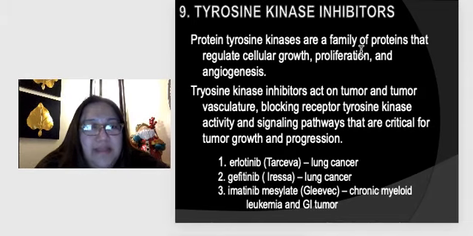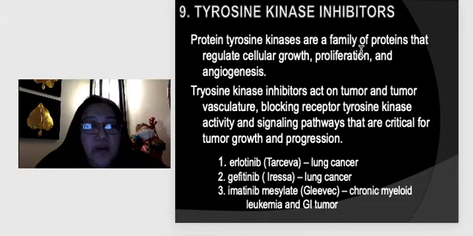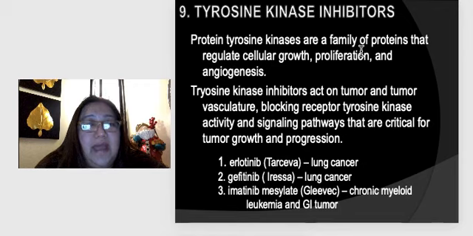Another is tyrosine kinase inhibitor. The protein tyrosine is a family of proteins that is responsible for growth, proliferation, and angiogenesis of our cells. When you say angiogenesis, the formation of new cells. If you inhibit them, therefore, binablock mo din yung growth, proliferation, and angiogenesis. That's why tyrosine kinase inhibitors act on tumor and tumor vasculature. Kasi nabablock niya yung activity ng protein na tyrosine at critical yon para sa growth and progression ng tumor. Erlotinib is for lung cancer, gefitinib is for lung cancer also, imatinib is for leukemia and GI cancer.